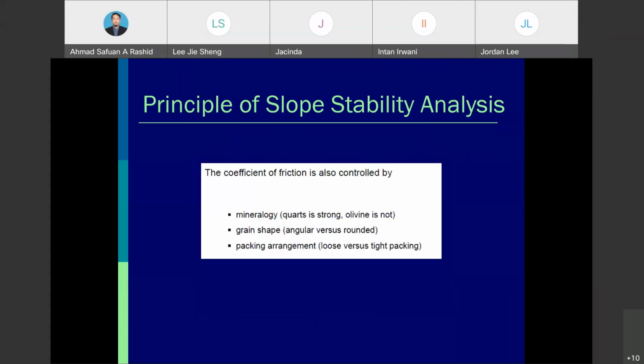So the coefficient of friction is also controlled by mineralogy. Quartz is strong, olivine is not. The angular shape is greater compared to the rounded. And also the packing arrangement, loose versus tight packing. Definitely the tight packing has a higher coefficient of friction.